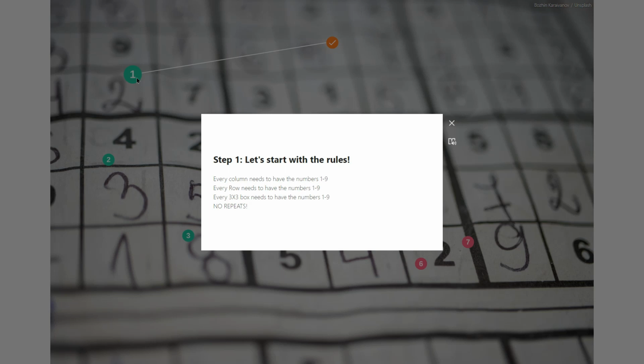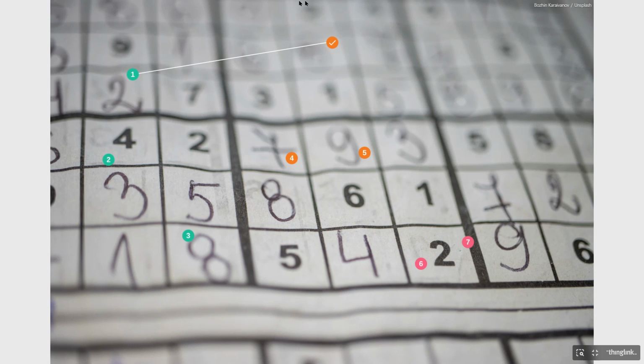Every column we know needs to have the numbers 1 through 9. And every row of a completed puzzle needs to have the numbers also 1 through 9. And every 3x3 box has to have the numbers 1 through 9. Of course, there are no repeats. That's the whole point of this puzzle. There are no repeats anywhere.